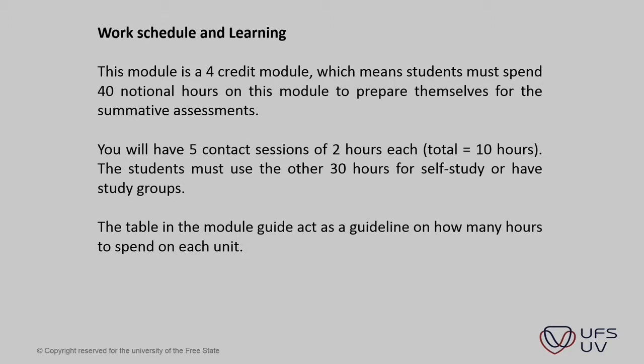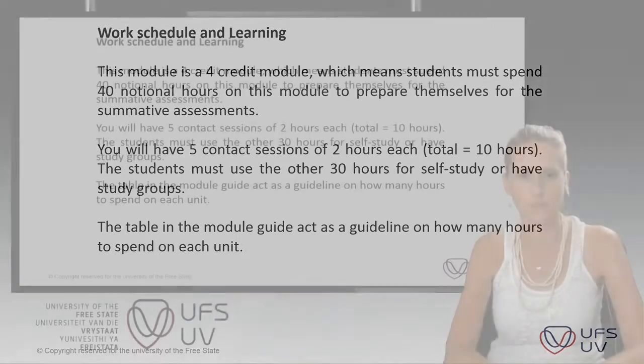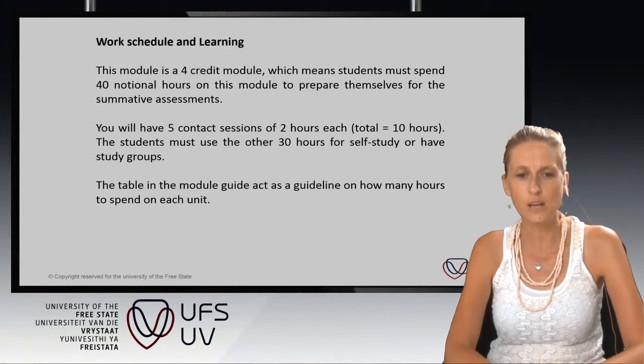The work schedule and the learning. This module is a 4-credit module, which means students must spend at least 40 notional hours on this module to prepare themselves for the summative assessments. You will have 5 contact sessions of 2 hours each, which will be a total of 10 hours. The students then must use the other 30 hours for self-study or have study groups. The table in the module guide acts as a guideline on how many hours to spend on each unit. So please take time during the first contact session to go through this table with the students to guide them on how they have to spend time on each unit.